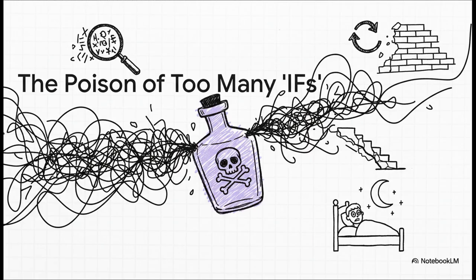And that leads to the second problem. You can't reuse your own logic because it's all tangled up in these conditionals. Then, your business rules just can't scale. And finally, there's the personal cost we've all felt. Those sleepless nights, trying to untangle a labyrinth that we built ourselves.